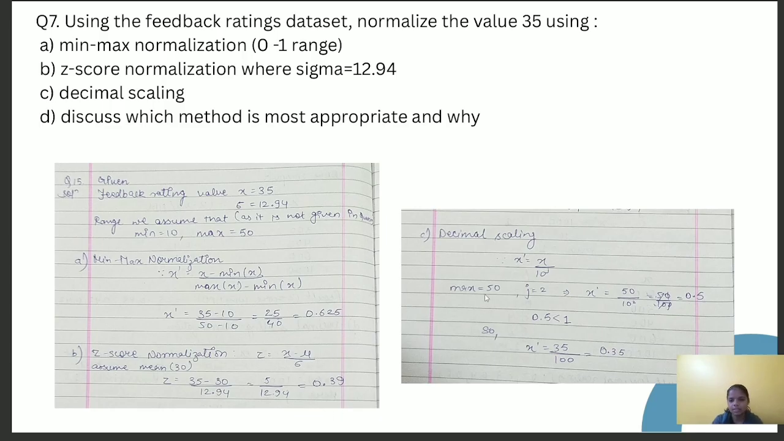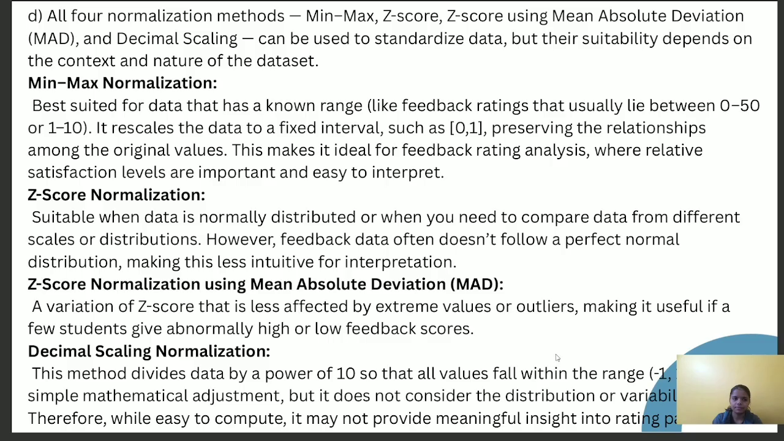To calculate the decimal scaling, our formula is x upon 10 raised to j, where max is our 50. So what should we keep here so that we can get the value less than 1? When we put j equals 2, which is 10 raised to power 2, which is 100, and cancel out, our x value is 0.1. Yes, it is less than 1. So we will calculate our decimal scaling for the given data point, which is 35. For 35 upon 100, it is 0.35.